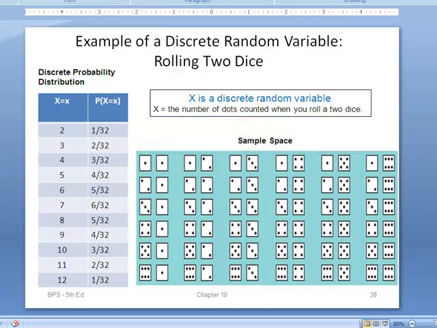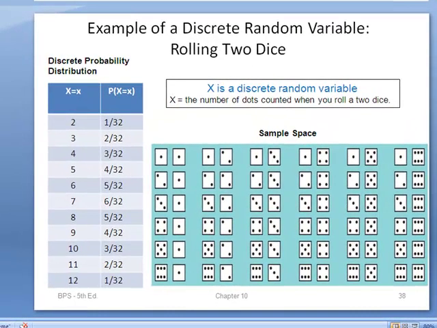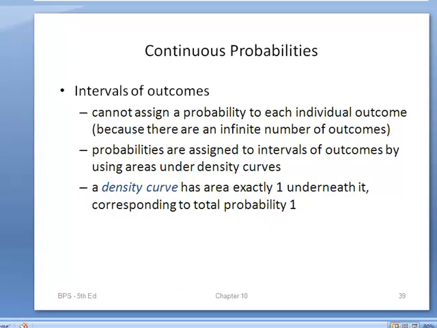Now let's look at continuous random variables. So continuous probability, we're going to look at intervals of outcomes. We cannot assign a probability to each individual outcome because there's an infinite number of outcomes. So probabilities are assigned to intervals of outcome by using areas under a density curve. Now a density curve has area exactly 1 underneath of it, corresponding to a total probability of 1. And of course, remember, we did learn that in Chapter 3.